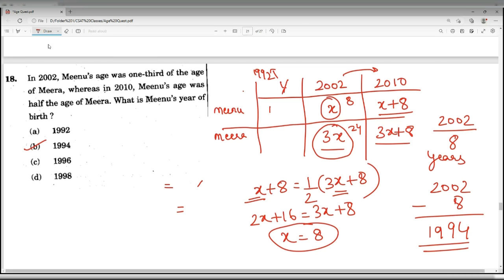And we need to find out when Meenu was born. So if she was 8 years old in 2002, if you minus 8 years, it becomes 1994. So she was born in 1994. So this becomes not 1992, but 1994.